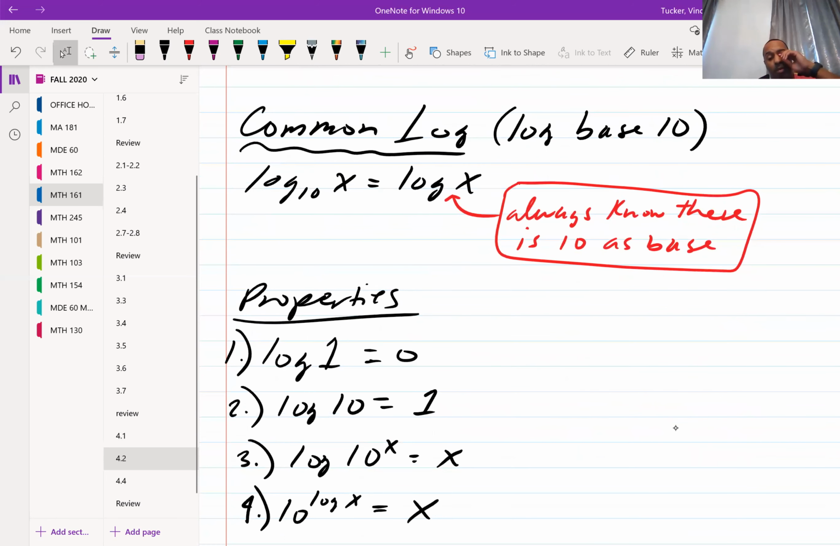So those four properties apply to the common log. Log of 1 is 0, because log, no matter what the base is, of 1 will always give you 0. Log of 10 will give you 1, because remember that is base 10. Log of 10 to the x will cancel out and give you x, and then 10 to the log of x will cancel out and give you x as well.